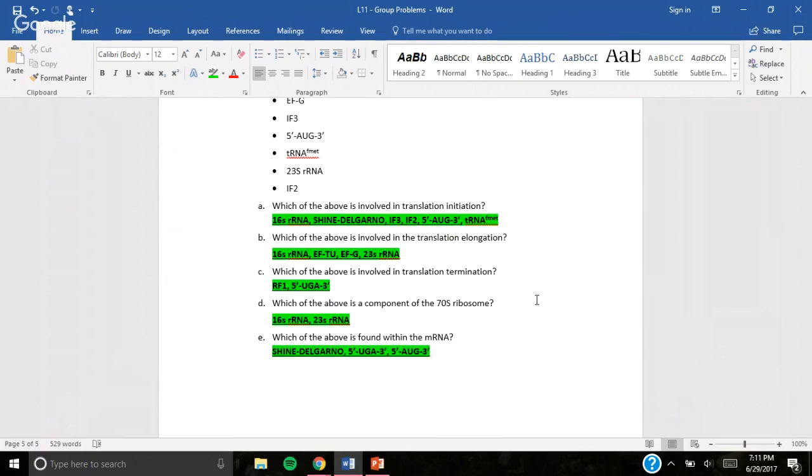And D, which of the above is a component of the 70S ribosome? There's the two parts of the ribosome, the 16S rRNA and the 23S rRNA. And E, which of the above is found within the mRNA? And so we found the Shine-Dalgarno, the start codon, and the stop codon.